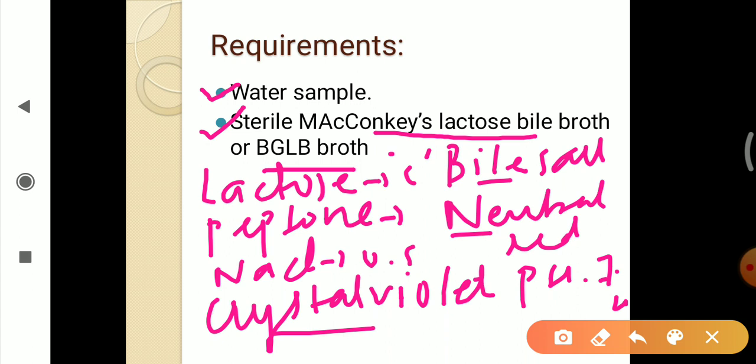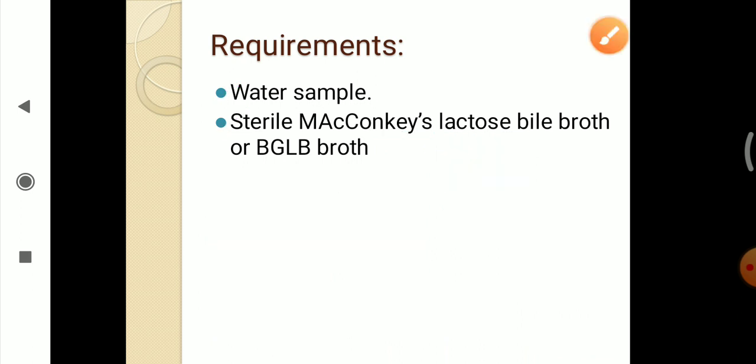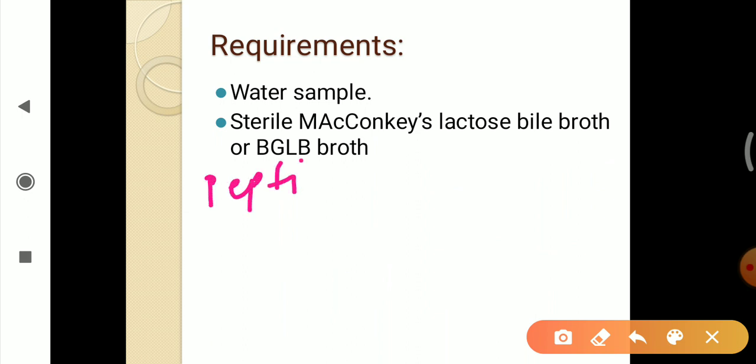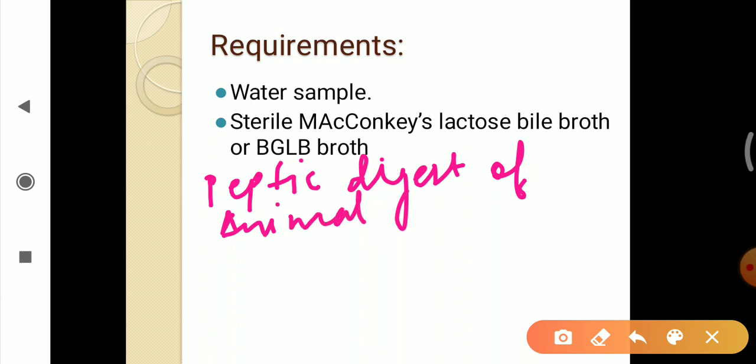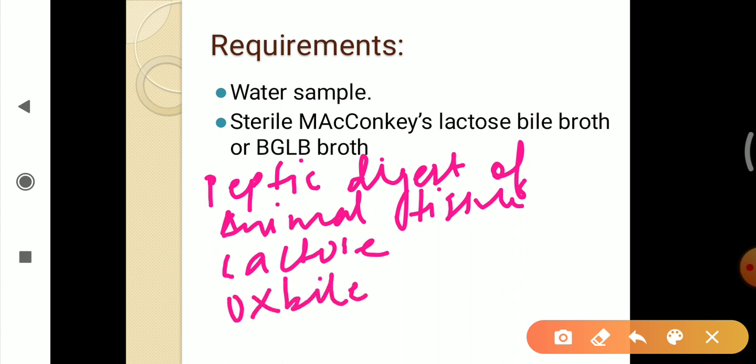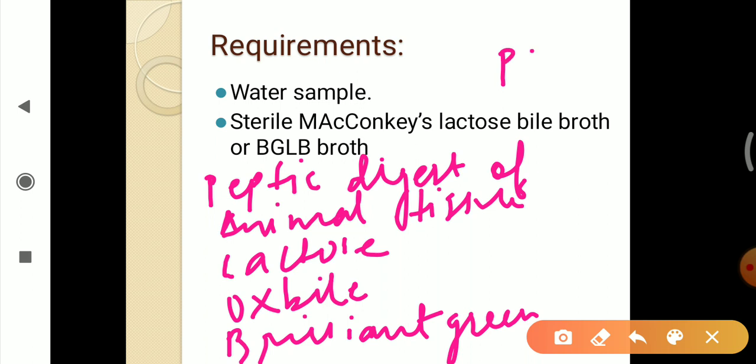We should also know about the composition of BGLB broth, which is brilliant green lactose bile broth, which consists of peptone digest of animal tissue, or we can say peptic digest of animal tissue. Then there is the lactose sugar, ox bile, brilliant green, and we maintain the pH. Okay, this is the composition of the brilliant green lactose bile broth.